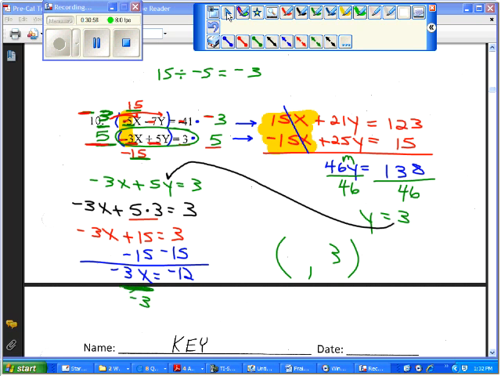Now we undo multiplication by division. When you divide with the same sign, the answer is positive, and so we get x equal 4. So the solution to that system is 4, 3. That would again be the point of intersection in the graph if you graphed them both. Any questions on the elimination method of solving?